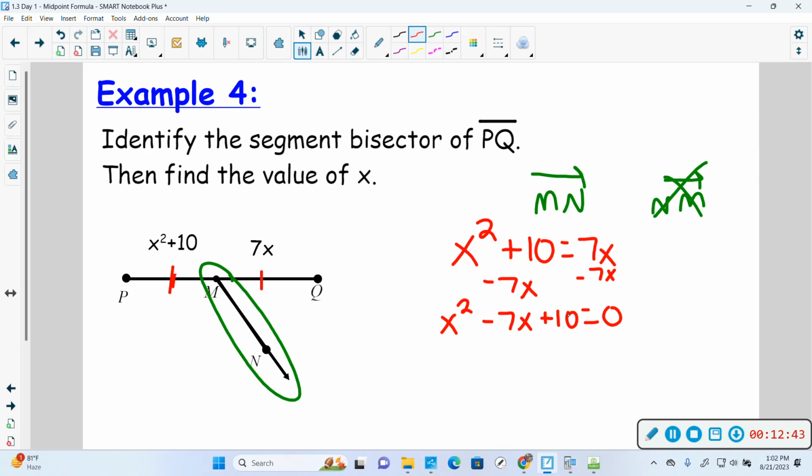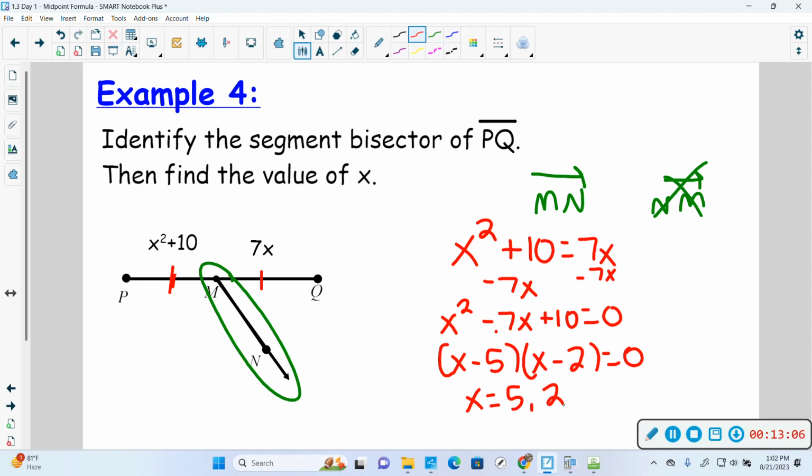What two numbers multiply to 10 and add to -7? -5, -2. I didn't even get the question out. He's got it. -5, -2. What are your two answers for x? 5 and 2. See, that's why we keep doing all that warm-up, review, factoring.